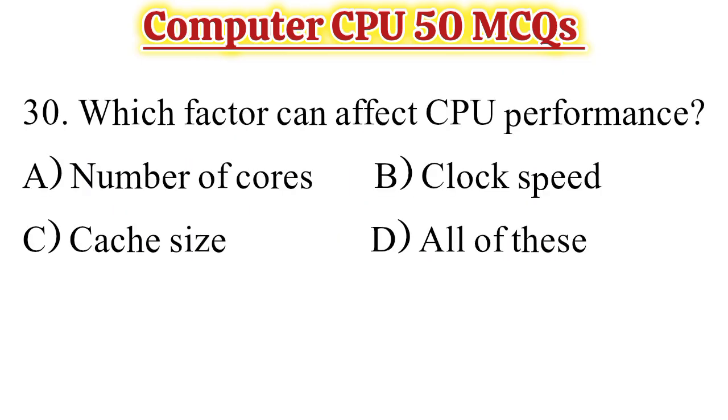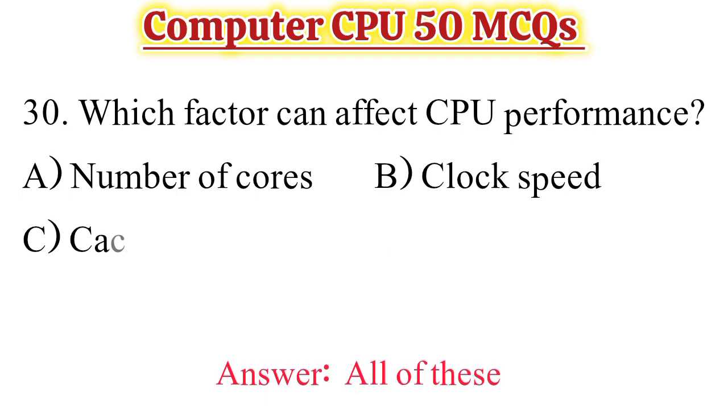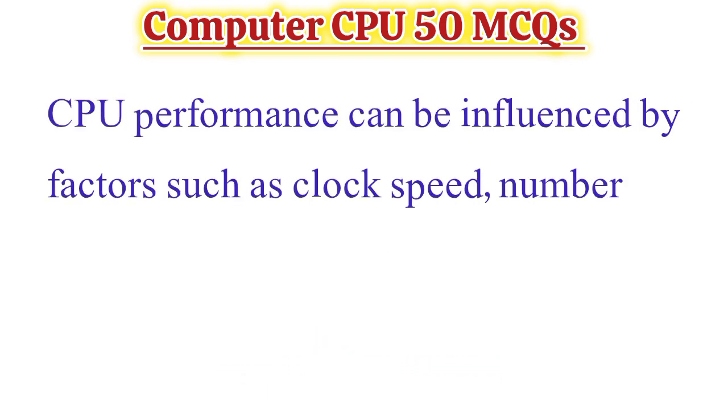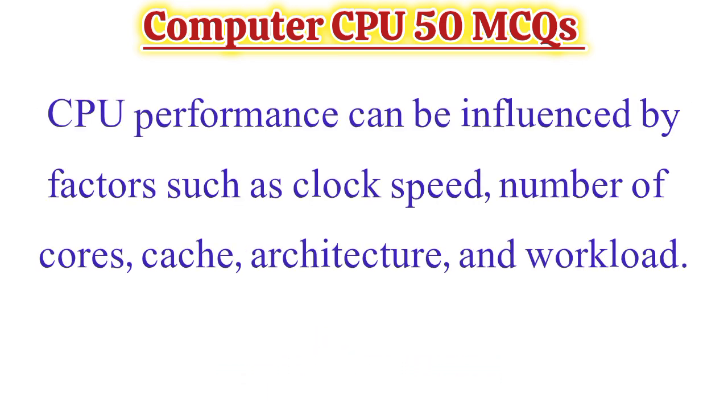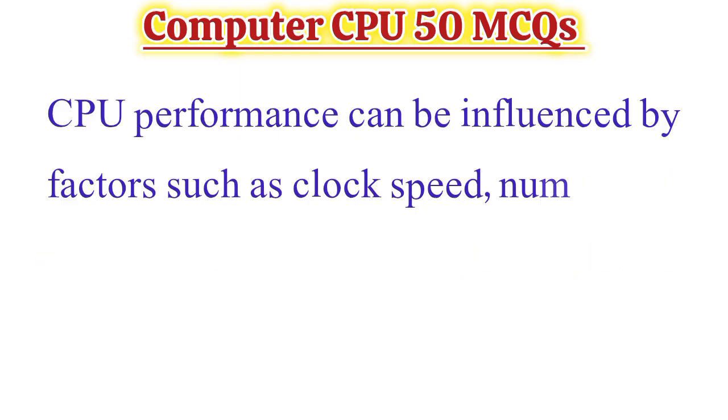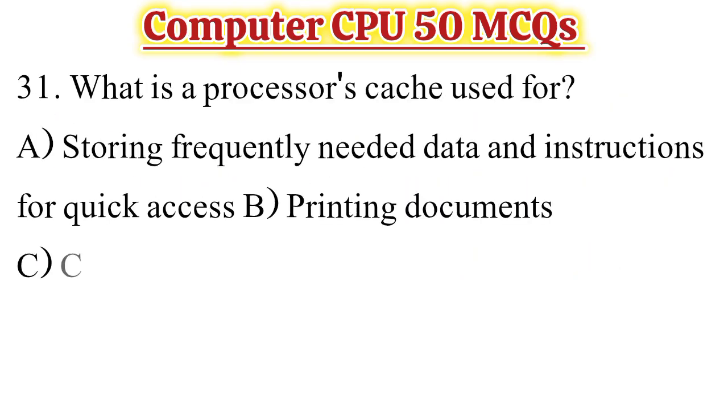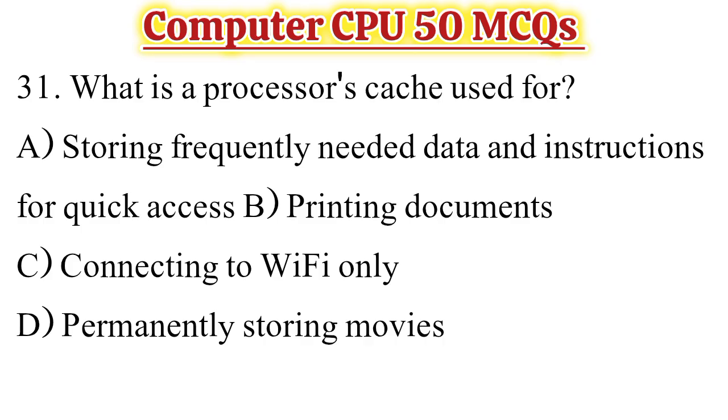30. Which factor can affect CPU performance? A. Number of cores. B. Clock speed. C. Cache size. D. All of these. Answer: all of these. CPU performance can be influenced by factors such as clock speed, number of cores, cache, architecture, and workload.